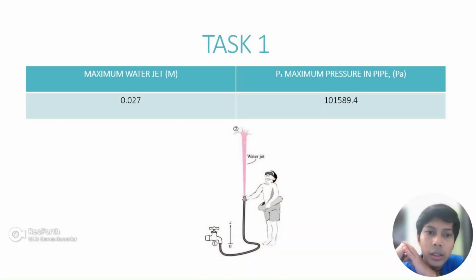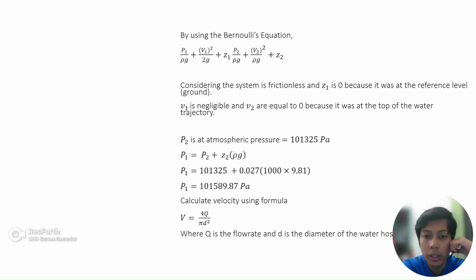Okay, next task 1, maximum water jet is equal to 0.027 and maximum pressure in pipe is equal to 1589.4 Pascal. Okay, next, the maximum pressure in pipe, we can actually get from Bernoulli equation, which we can simplify to P1 equals P2 plus Z2 rho g.